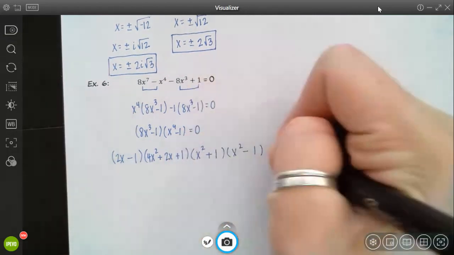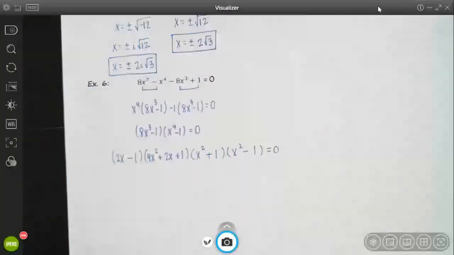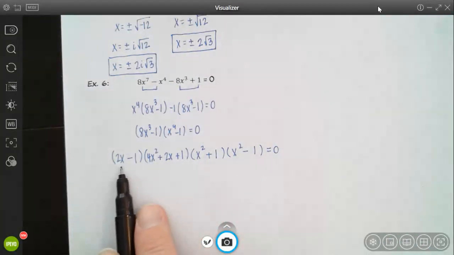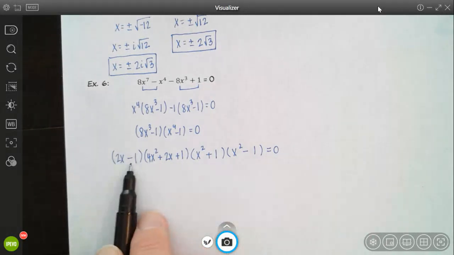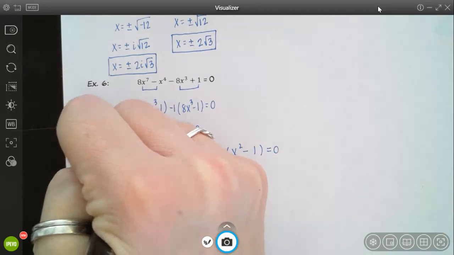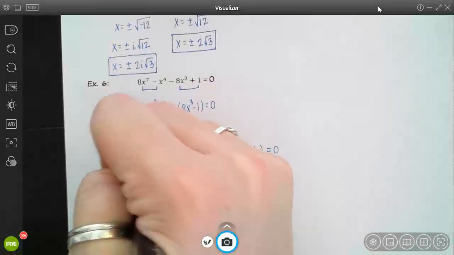And then I'm just going to look over these and say, okay, is there anything else I can do with any of these? The 2x minus 1 I can't do anything with, so I'm going to go ahead and bring that down. We know that this discriminant is going to be negative, so I can't factor that any further. X squared plus 1, that's a sum of 2 squares. We can't do anything with that.